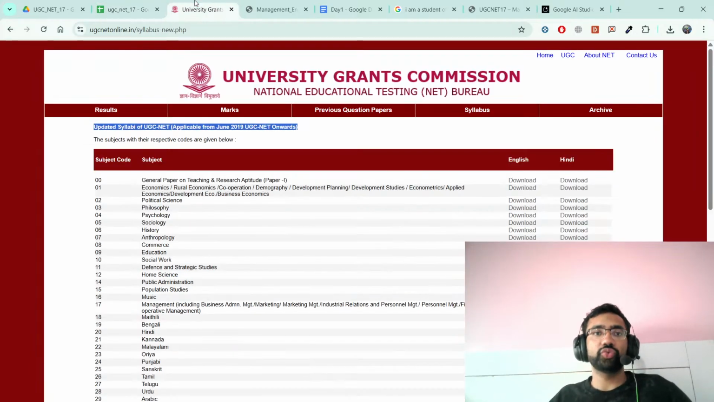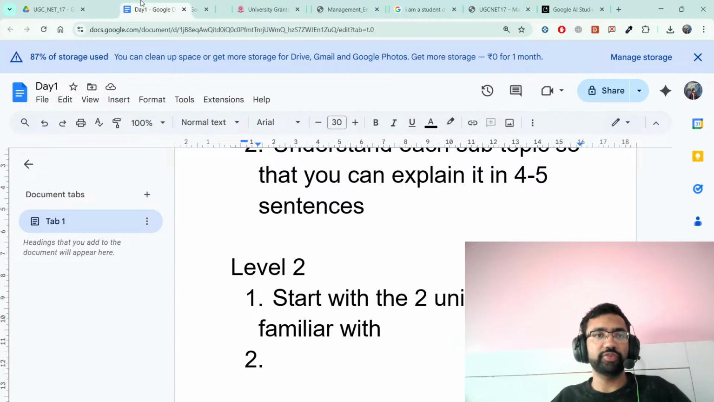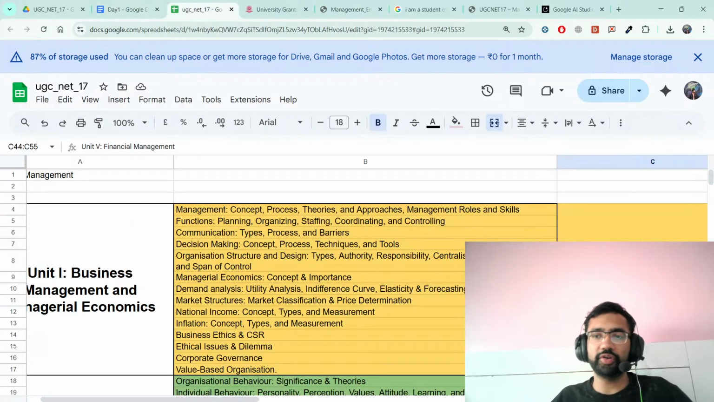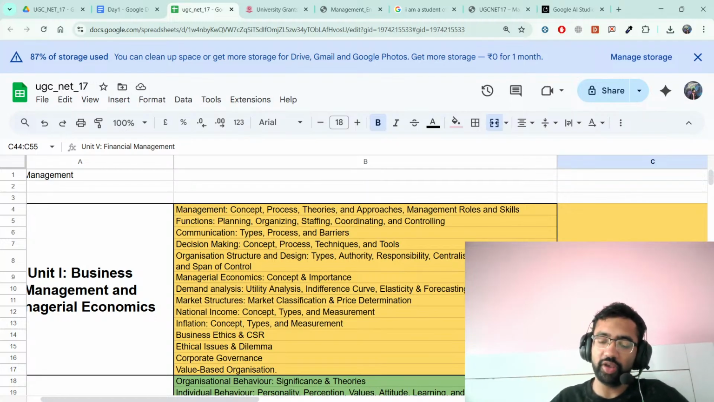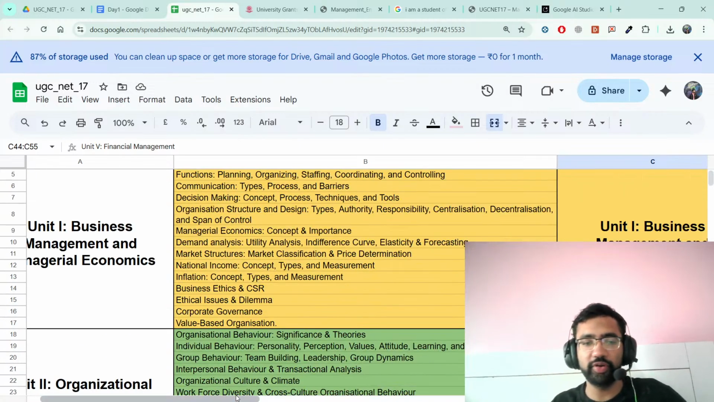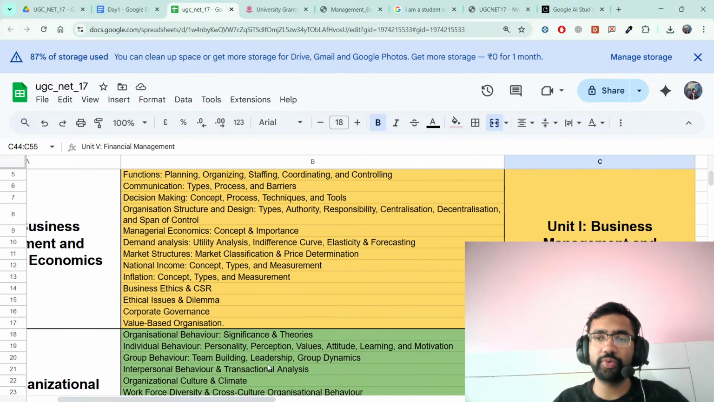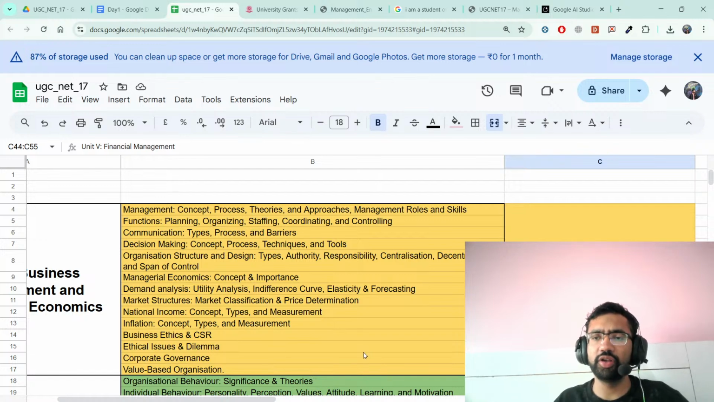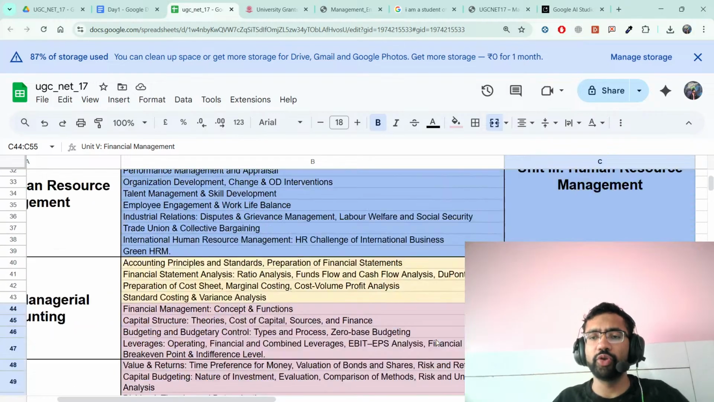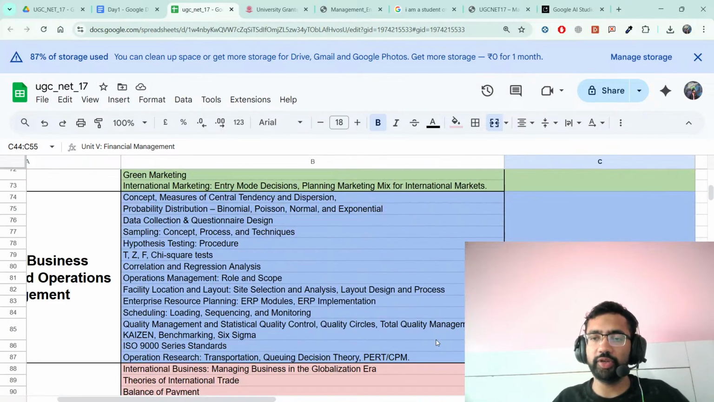What you should do is start with the two units you are familiar with. I believe, irrespective of the branch you have done your specialization in, there will be two units you will be very much familiar with. Let's talk about my experience. My specialization is in operations management. So I am familiar with this topic, business statistics and operation management.